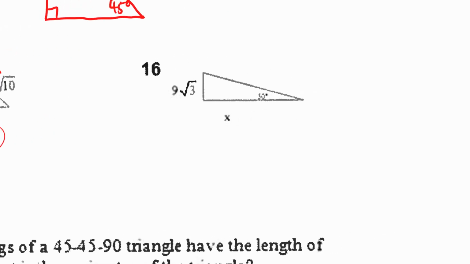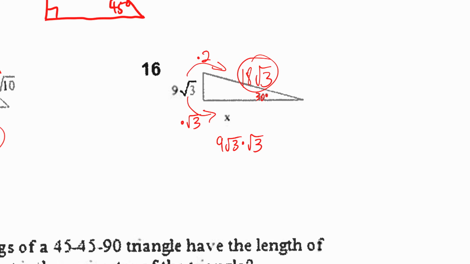Okay. Number 16, 30, 60, 90. I know it's kind of hard to see, but from here to here we multiply by 2. So this is 18 square roots of 3. And then down to here, we multiply by the square root of 3. So you have 9 square roots of 3 times the square root of 3, which gives you 9 square roots of 9. Square root of 9 is 3. So 9 times 3 is 27.